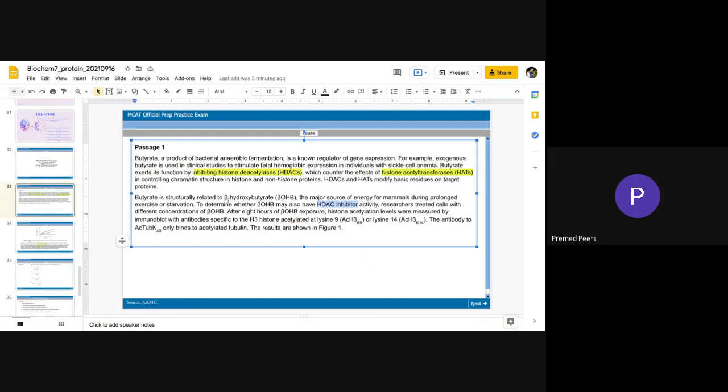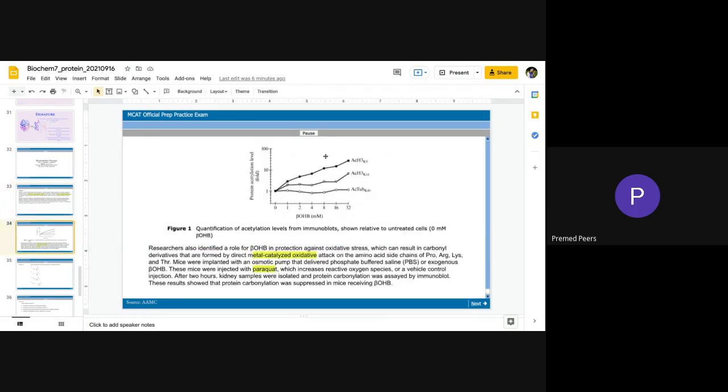They are treating with different concentrations of beta OHB. To measure its activity, they look at the acetylation of specific positions on the histone, including lysine number 9 and lysine number 14. They also measure the acetylation on the butyrate, which is interesting. Then they show you a graph with a little bit of how the trend goes as they increase the concentration of beta OHB.